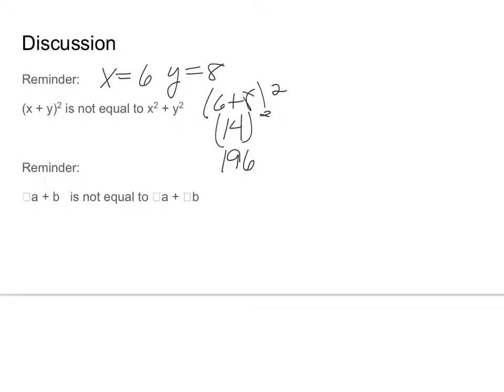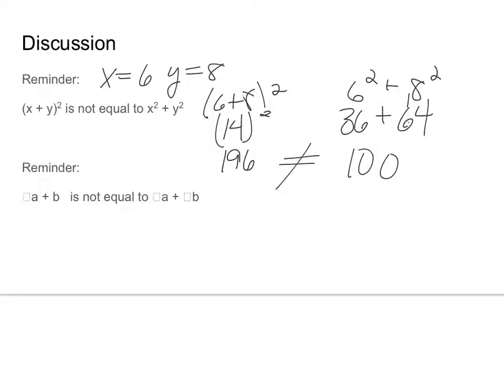And then let's try the other one. X squared plus y squared. Let's erase that because it doesn't follow the pattern that I just drew. So we have 6 squared plus 8 squared. 36 plus 64 is 100. Okay, 196 does not equal 100. Just a thing that we need to remember.